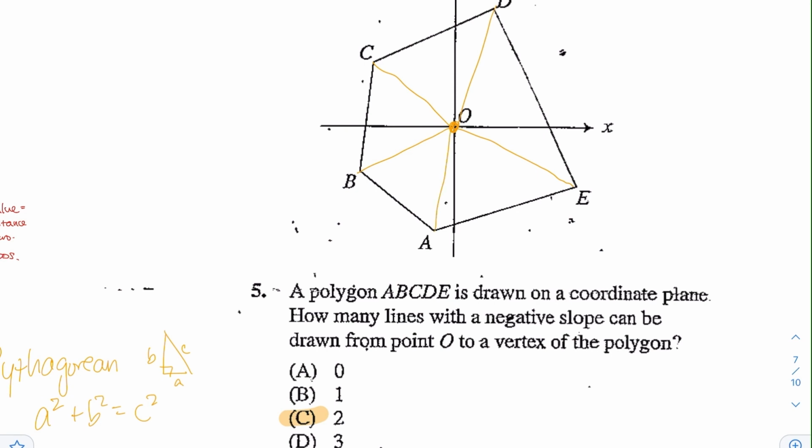So remember, a positive slope will look like this. A negative slope will actually go downwards. So when you go left to right, you're going downhill. And we see that twice. From O to C, and also from O to E. All the other lines will have positive slope. So the answer is choice C.